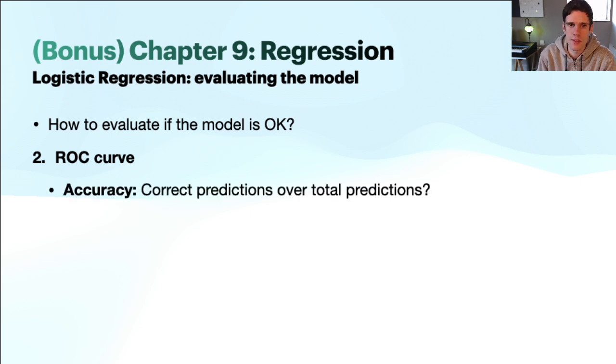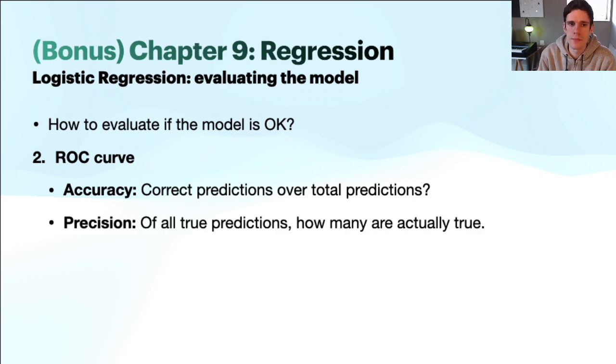First, we have the accuracy. Now, the accuracy is just the number of correct predictions compared to the overall number of predictions. Let's say that you made 1000 predictions and you got 600 predictions correct. In this case, you have an accuracy of 60%. Another performance metric is the precision, and this measures the following. Of all the true predictions that you made, so each time you predicted an outcome to be true, how many of these are actually true? And this metric is called the precision of your model.